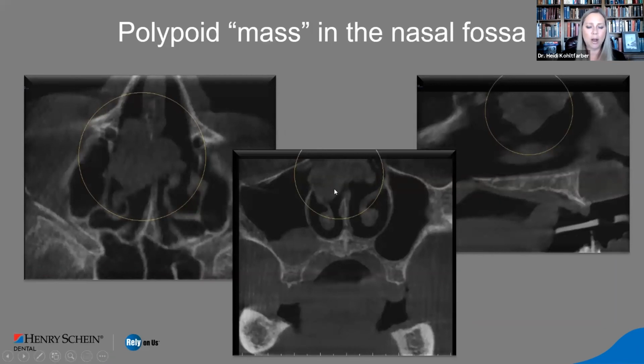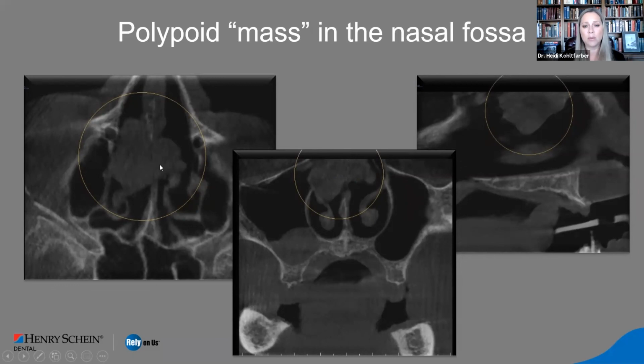Now, here we actually have a polypoid mass in the nasal fossa. And again, we can't differentiate the soft tissues, so we can't say exactly what it is from our CBCTs. But what we are noticing is it's bilateral. It's crossing our midline. We have erosion of the bony septum, which is not looking like a very positive thing at this point. Definitely the patient's going to have difficulty with breathing.